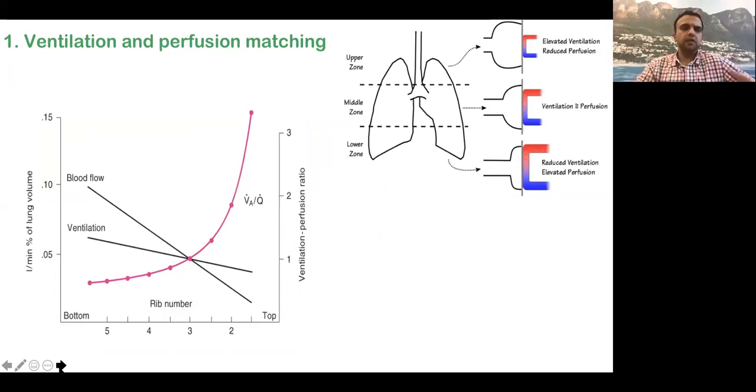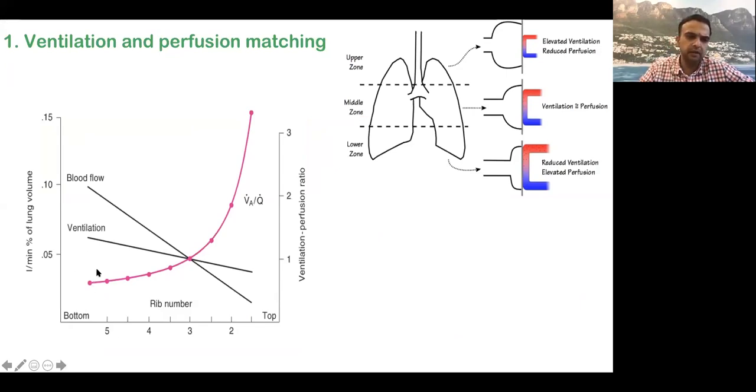So we start with the first one, the VQ mismatch, what we call ventilation and perfusion mismatch. Basically, the bottom line here is that different areas of the lung are perfused and ventilated differently. Perfused means receiving a different amount of blood supply versus the amount of air that actually enters the alveoli.